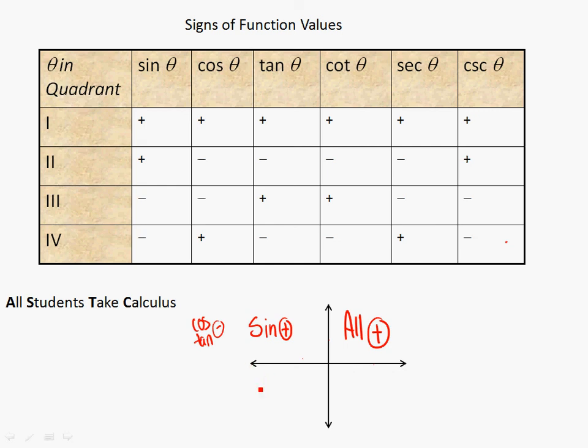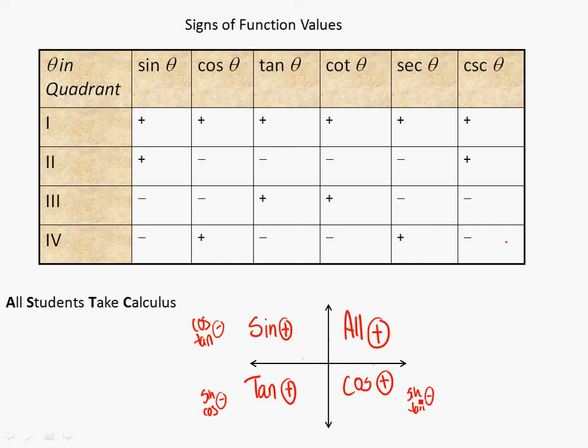So all students take, the T stands for tangent, so that means that the tangent in quadrant 3 is positive. So then sine and cosine must be negative. And the C in calculus stands for cosine, so that means the cosine is positive here. So that means that the sine and the tangent must be negative. So this is how you can sort of memorize, or at least figure out quickly, is your sine or cosine supposed to be positive or negative?